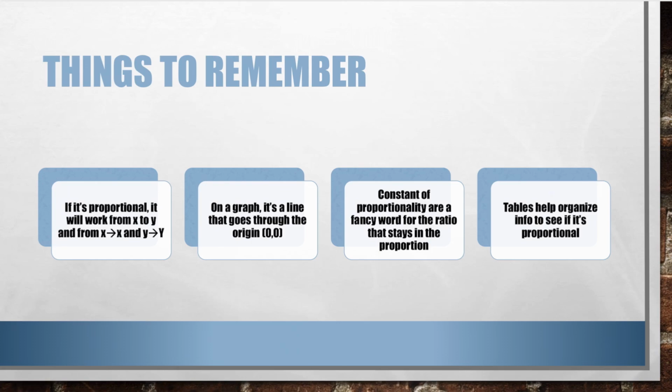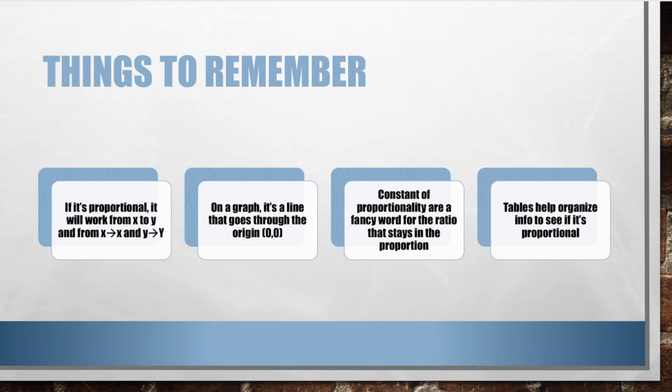Kind of like I said, you could technically switch it up. For the sake of today, we're really just doing y divided by x, but proportionality could be determined the other way as well. On a graph, it's a line that goes to the origin. It has to go through 0, 0. Constant of proportionality is a fancy word for the ratio in the proportion. And then tables help us organize the info to see if it's proportional.